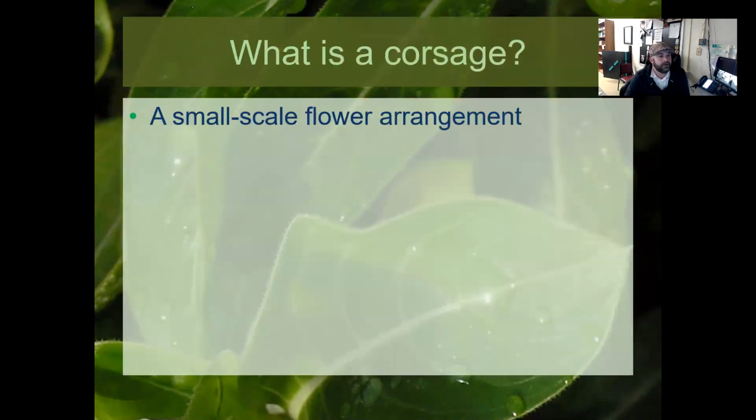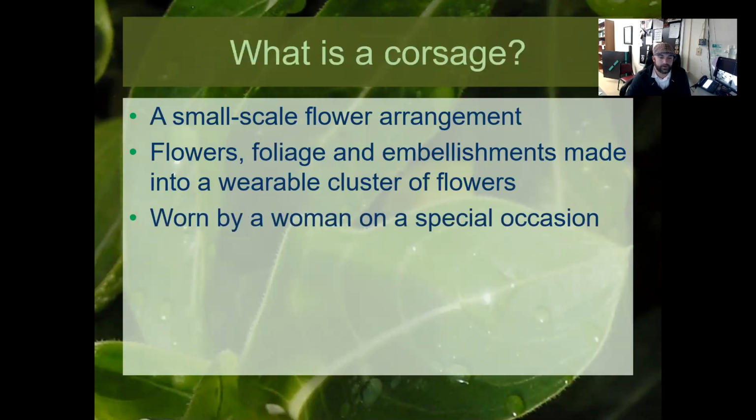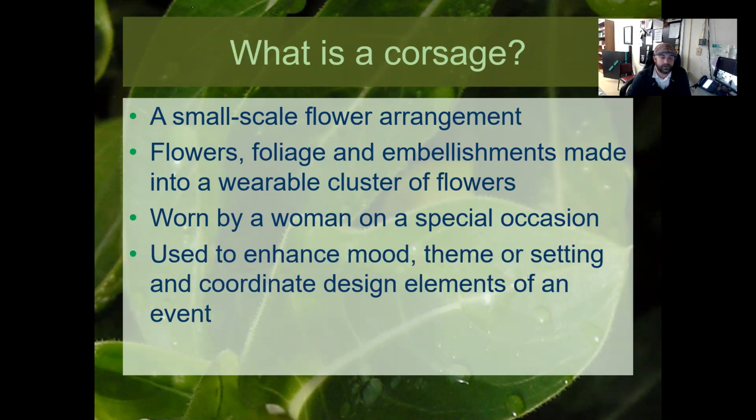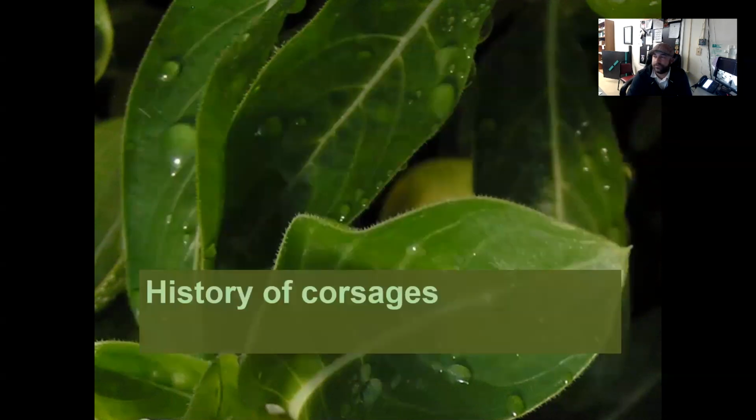So what is a corsage? A small scale flower arrangement. Flowers, foliage, embellishments made into a wearable cluster of flowers, worn by a woman on a special occasion, used to enhance mood, theme, or setting, and to coordinate design elements of an event. And typically a corsage is going to be worn up here on the lapel of a woman's shirt, or just on the shirt, or they even make arm corsages as well. So one flower or a bunch of small flowers, and we'll take a look at a few of those.